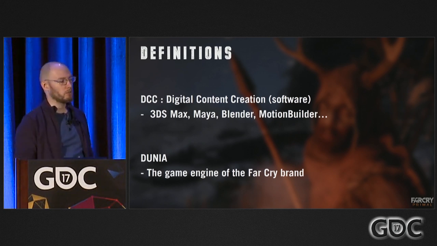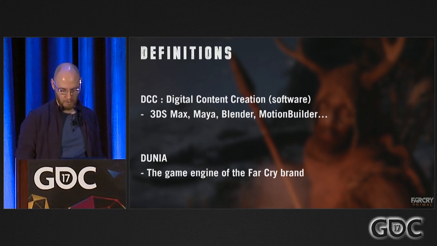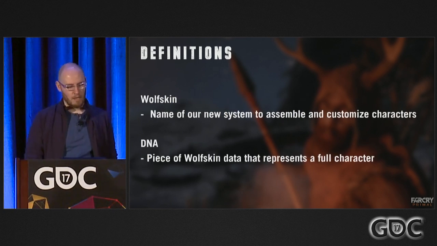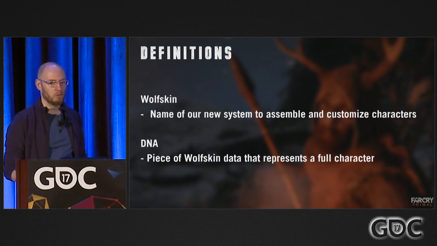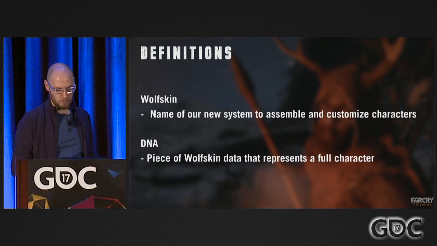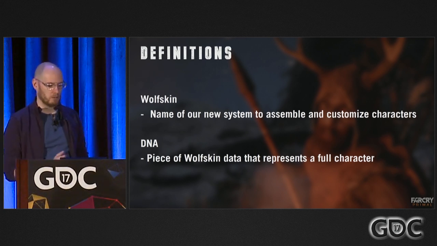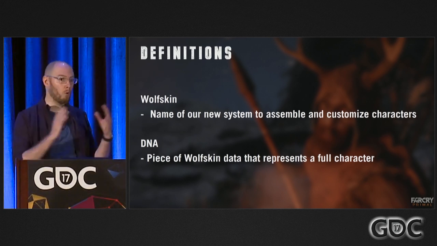We also have Dunia. Dunia is the name of the game engine that we use on Far Cry. WOLFSKIN. So we're going to be talking about WOLFSKIN a lot today. It's the name of our new system to assemble and customize characters. And DNA, which is a piece of data inside that represents a whole character.